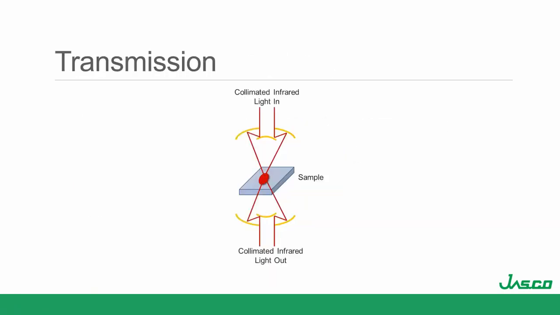The next technique I would like to talk about is transmission. Just as in reflection, there's a Cassegrain objective at the top that takes collimated light in and focuses it down to the sample. Then, with the addition of another Cassegrain called the condenser, the light goes through and gets collimated again to go to the detector. So it's very close to reflection, except it's going through the sample instead of off the sample.